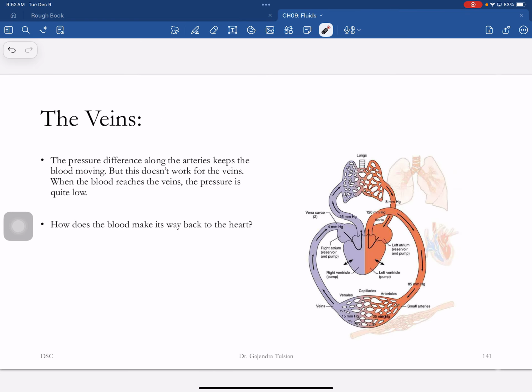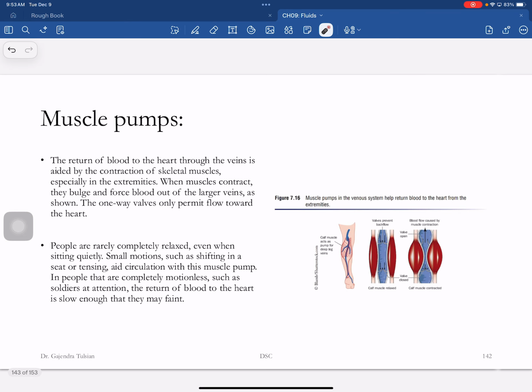Now let's come to the veins. Blood has gone to your legs, and you see the pressure difference is very small, 15 to 44 millimeters of mercury. How do you pump the blood back to the heart? You need additional help, and the additional help comes in your legs. These are the veins in your legs, and your calf muscles help you pump that blood back to the heart from the legs.